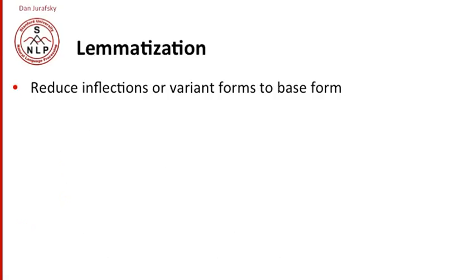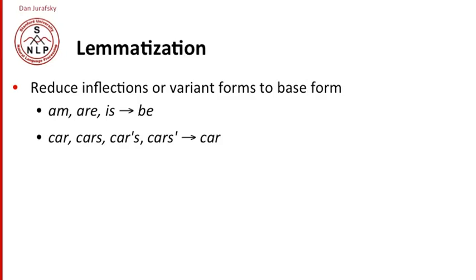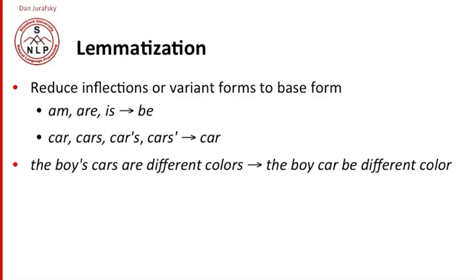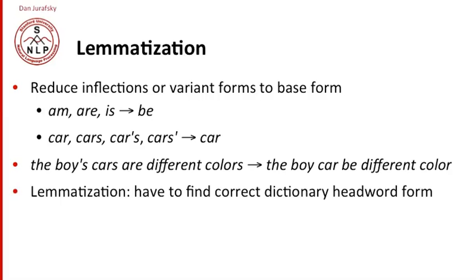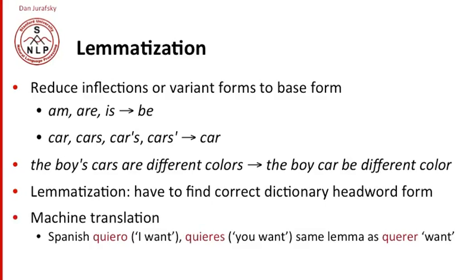We also often want to do lemmatization, so we're reducing our inflections or variant forms to their base form. So words like am and are and is will get lemmatized into be; car, cars, car apostrophe s, and so on, get lemmatized to car. So a phrase like the boy's cars are different colors should get lemmatized to the boy car be different color. So in general, the task of lemmatization is finding the correct dictionary headword form for a word form that you're given. And of course, this is very important for all sorts of applications, particularly machine translation, where, for example, if you have a Spanish verb like quiero, I want, or quieres, you want, it's very important to know that this is the same lemma as querer, the verb to want.